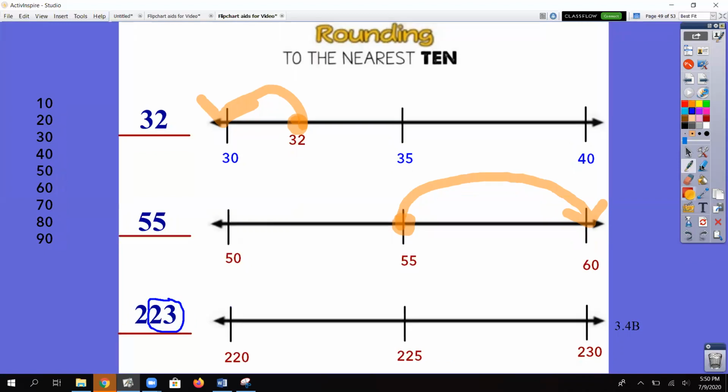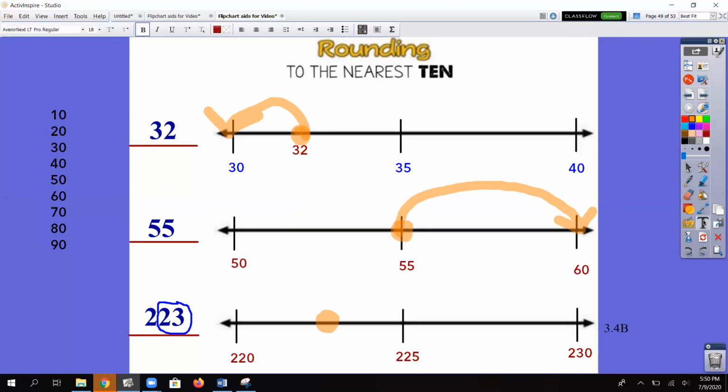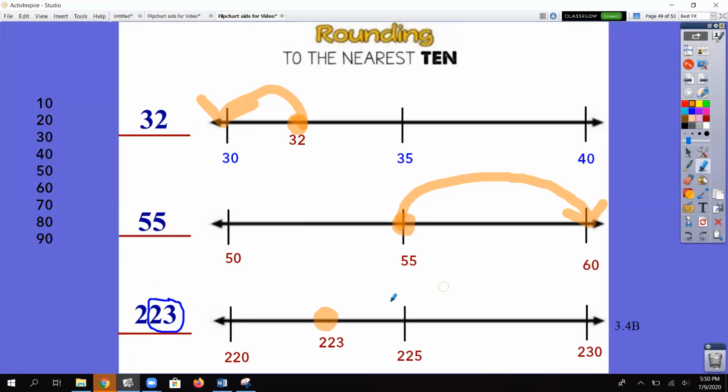Okay, so now 223 would be about, let's see, that's 221, 222, 223, about right here. Has it passed the midpoint? Nope, it has not, has it? Let's put our number here, 223. It has not passed the midpoint.